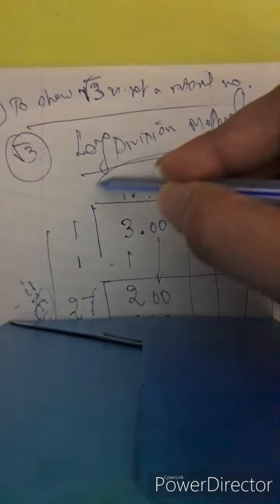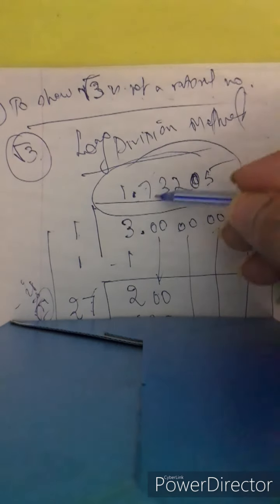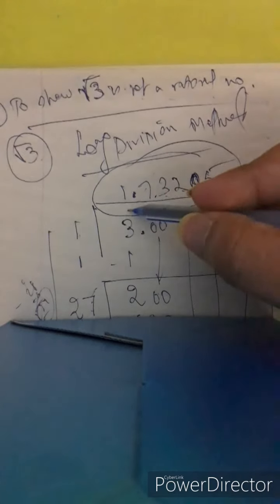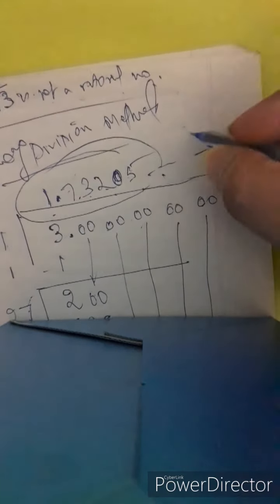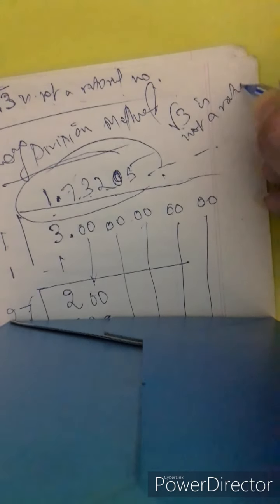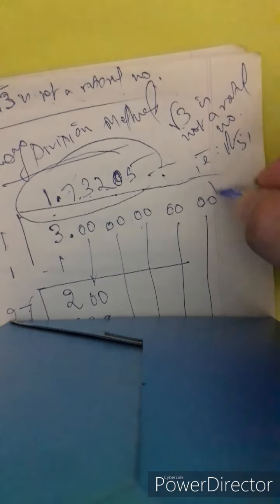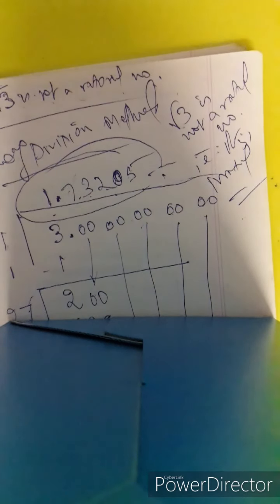However, we are seeing that the quotient which we are getting here is 1732025, and it will continue like that. So it is non-repeating and non-terminating. Hence root 3 is not a rational number, that is, it is irrational. I hope you are clear.